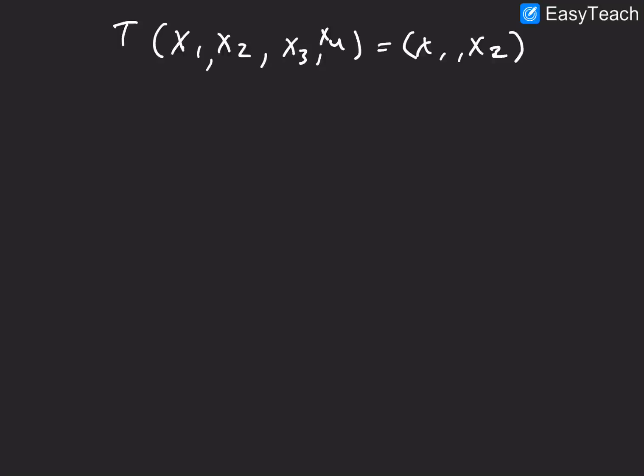Okay, so another problem where you're going to identify the domain and codomain. Well, here, x1 to x4 is going to be the domain, because that's going from R4 to R2, as you can see, 2 coordinates. That's the codomain.